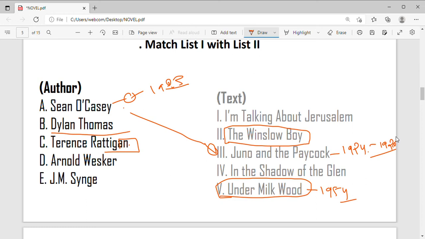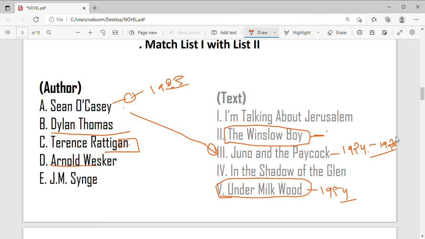He was charged and accused with the theft of the 5 shillings postal order. And then his father's effort is shown in the novel, in this play, how he tried really hard to prove him innocent. Right, so this is what this novel is about.